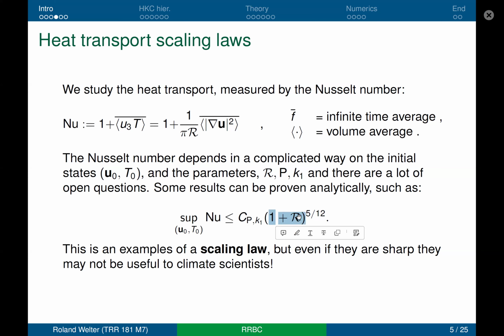But I should say that even if this upper bound on the Nusselt number was sharp, it may not be useful to climate scientists because of exactly this supremum. The supremum should apply to dynamically unstable solutions as well, so it is necessarily a very rough estimate.